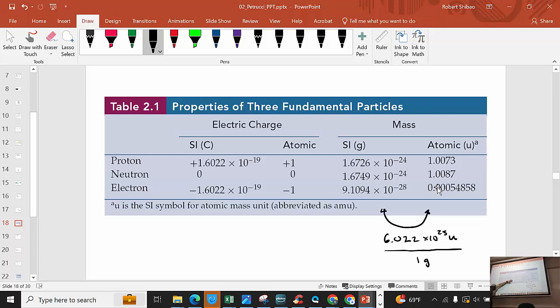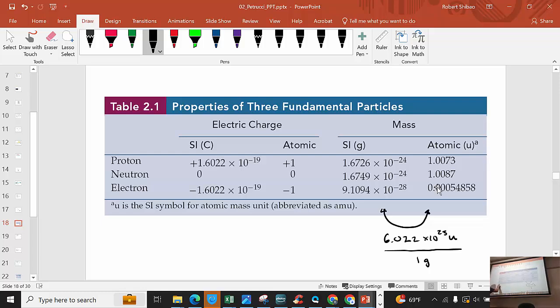So rather than saying this, we call it negative 1. Negative 1 charge means negative 1.6022 times 10 to the minus 19 coulombs. Does that make sense? But normally we just say negative 1 charge for the electron, and the proton would be the opposite, positive 1 charge.